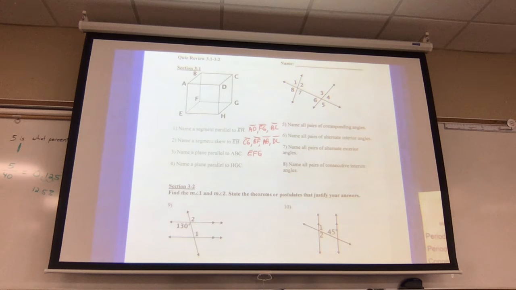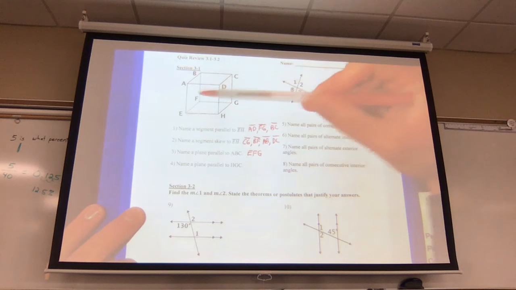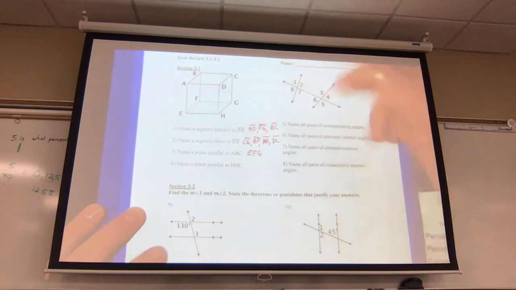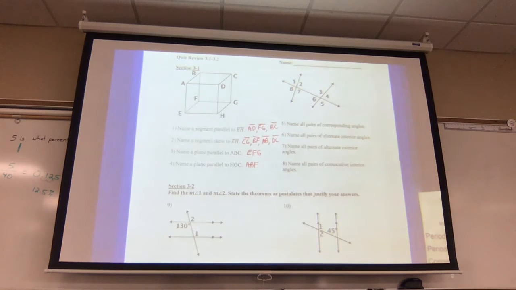And then number 4 would do the same thing. They want a plane parallel to HGC. HGC is the right-hand side of the box. So the plane parallel to it would be the left-hand side of the box, which would be plane ABFE. Once again, you just need 3 of those letters. So I'm going to call it ABF.